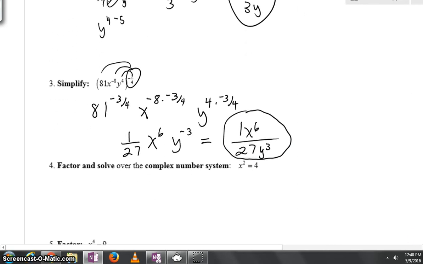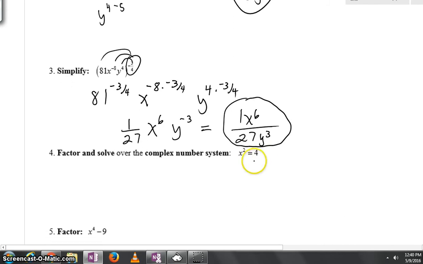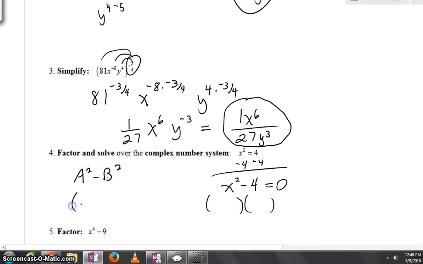For number 4, it says factor and solve over the complex number system. Well, we could subtract a 4 to get x squared minus 4 equals 0. And right now this is a difference of squares. If I had a squared minus b squared, that factors to a plus b times a minus b. And what you can see here is if we have x squared, take the square root of that, you'd get x and x. Here's your 4, that's your b squared. Take a square root of that, you'd get plus 2 and a minus 2.